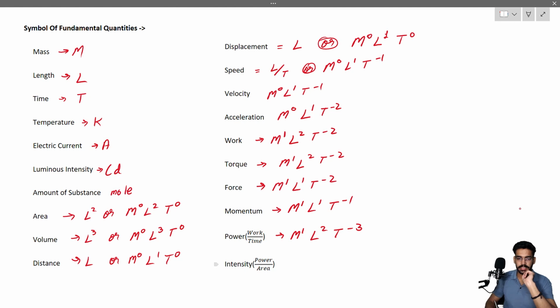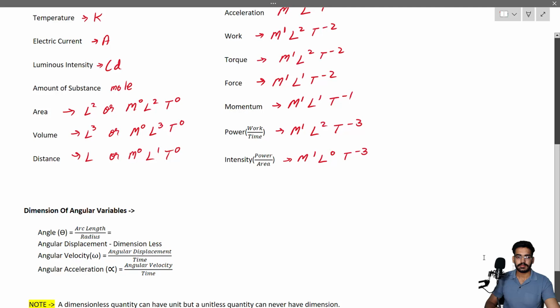And then intensity. Intensity is power per unit area. Area is L square, so this comes as m1 L0 t to the power minus 3. This is your intensity. I hope this is clear.